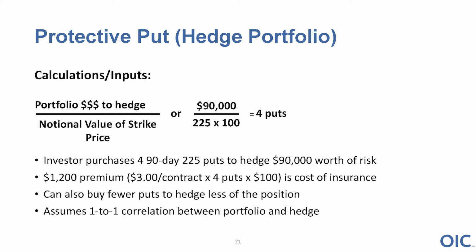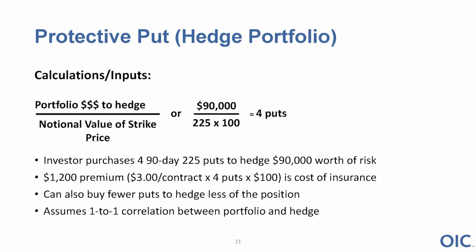Now, you don't have to buy puts 1-to-1. You could buy 2 puts. You could buy 3 puts. In this case, we've chosen to buy 4 puts because we're just showing you how to hedge a portfolio perfectly. But know that depending on your outlook and risk tolerance, you don't have to buy an exact number of puts to hedge the portfolio.